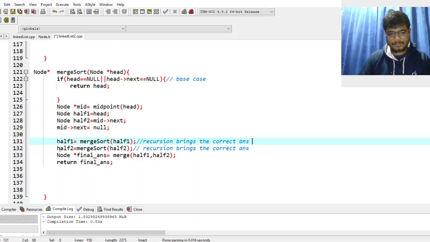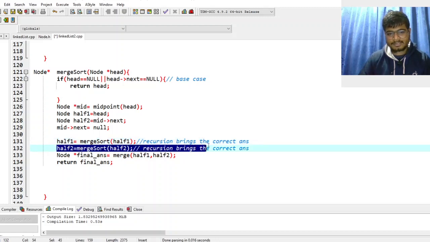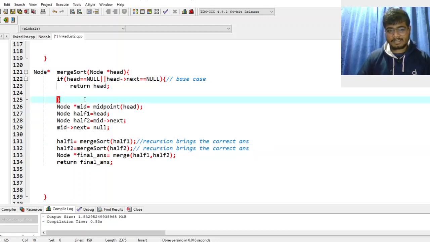Even half two is guaranteed to return us the sorted linked list, provided our base case is written correctly. And we have written our base case correctly. If there is one element, then obviously it is sorted. So we have written our base case properly.